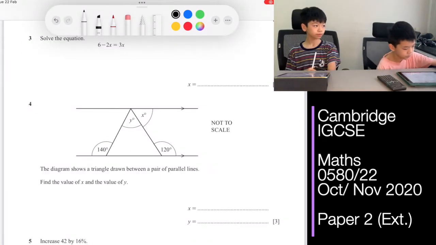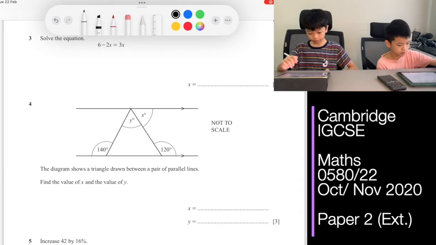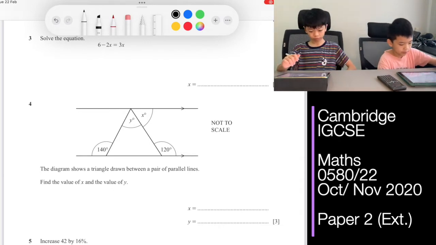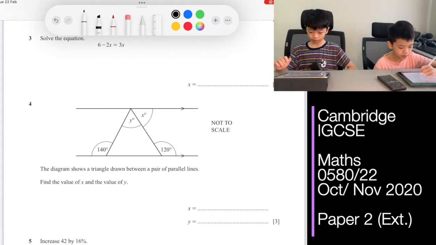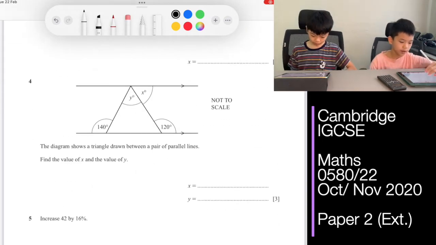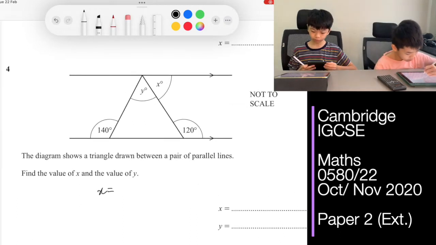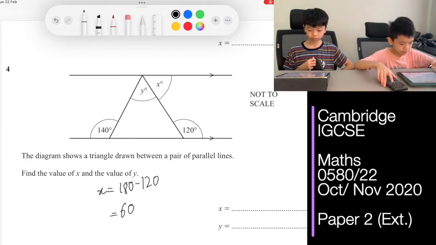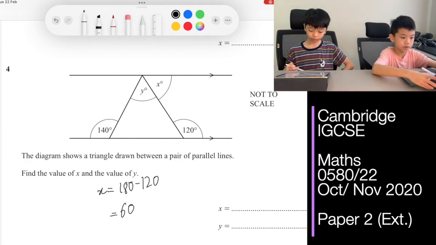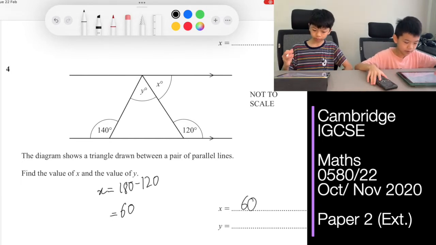Okay, for question 4. The diagram shows a triangle drawn between a pair of parallel lines. Show the value of x and the value of y. So x is on the other side of a parallel line, where the line that connects x and 120 is a straight line. So x is equal to 180 minus 120, which is 60. Right? 180 minus 120, yeah, 60. And then y.